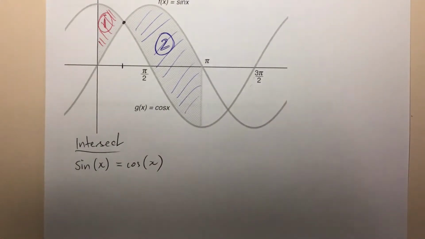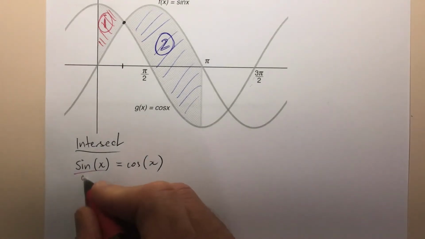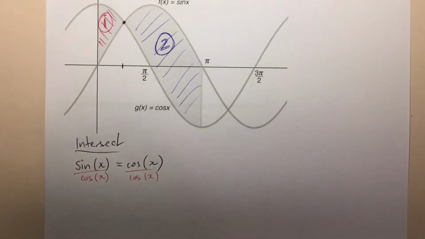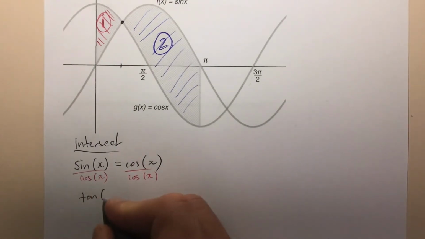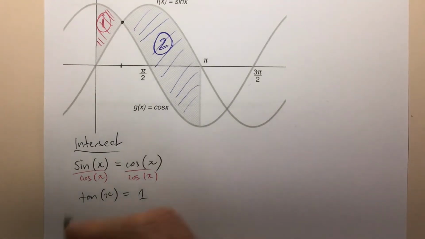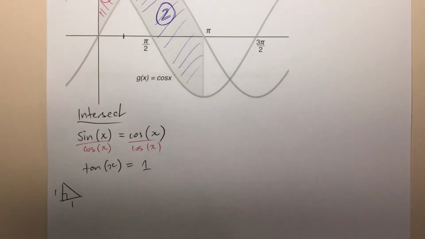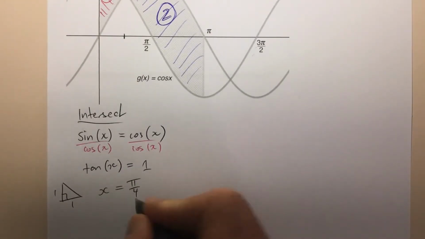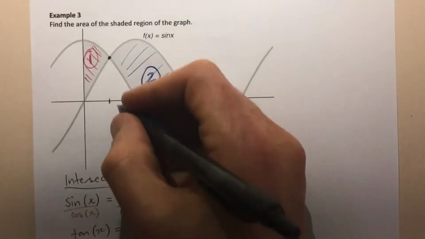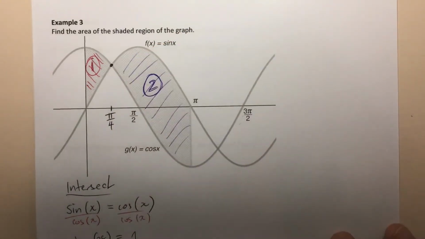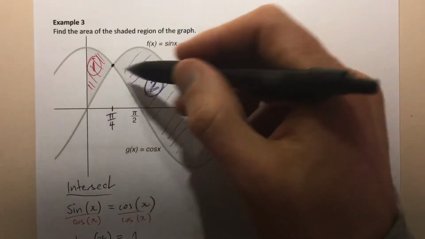If you didn't immediately pick that up, the other trick you could use is to divide both sides of the equation by cos x. And that will give you sine x over cos x is tan x, cos x over cos x is 1, and tan x equals 1 when x is, if we think about our triangles, 45 degrees or pi on 4. So whatever our approach is, we get to the point where we know now that x equals pi on 4 is where the two graphs cross over, and that gives us then a terminal that we're going to use for both integrals.